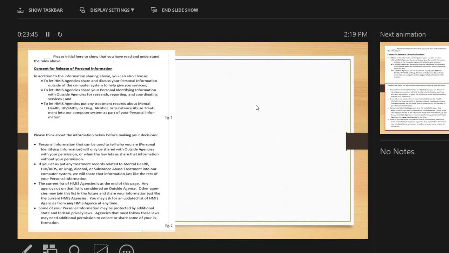The current list of HMIS agencies is at the end of this page. Any agency not on that list is considered an outside agency. Other agencies may join this list in the future and share your information just like the current HMIS agencies. You may ask for an updated list of HMIS agencies from any HMIS agency at any time. Some of your personal information may be protected by additional state and federal privacy laws. Agencies that must follow these laws may need additional permission to collect or share some of your information.